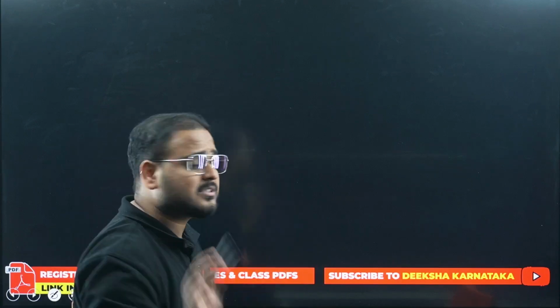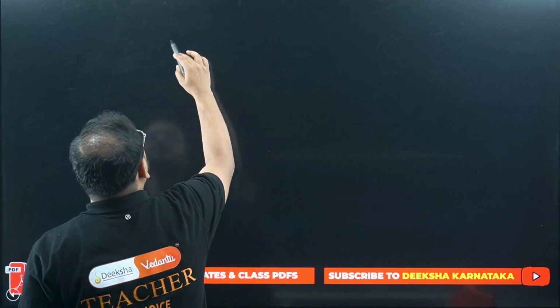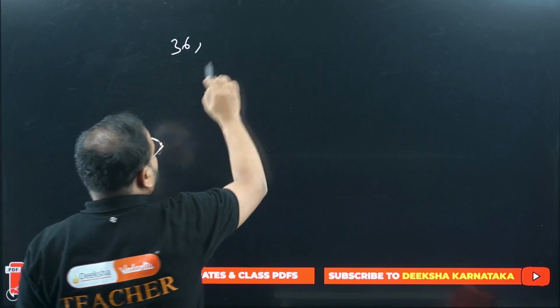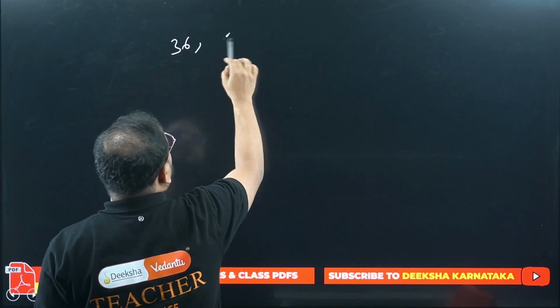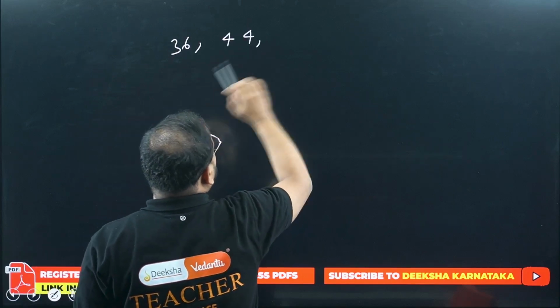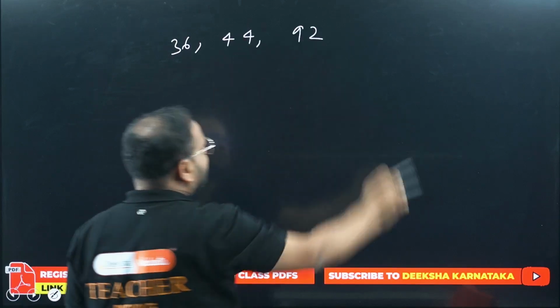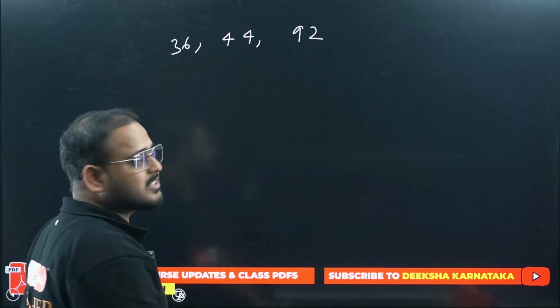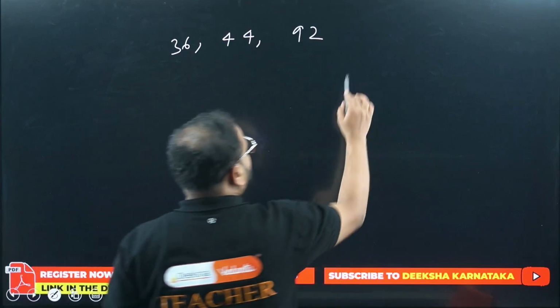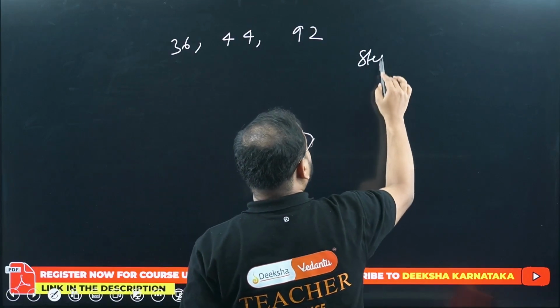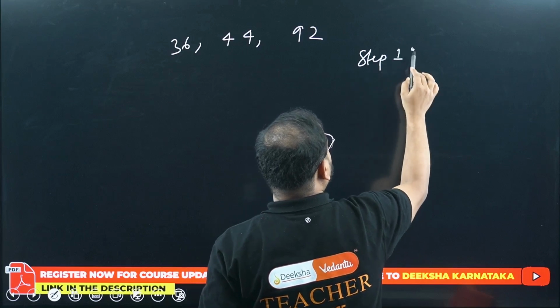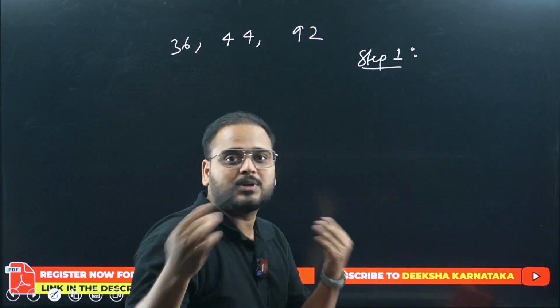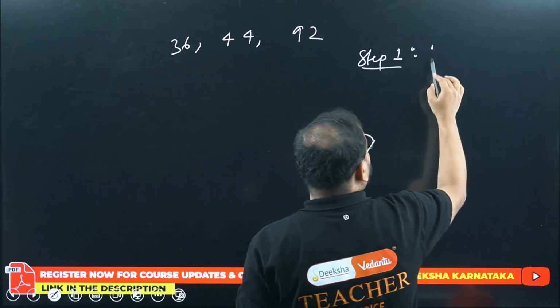I'll take 3 numbers now. So let's take 36, 44 and 92. Okay, what is the first step, sir? Step 1 is, understand this, very, very important: do the prime factorization.